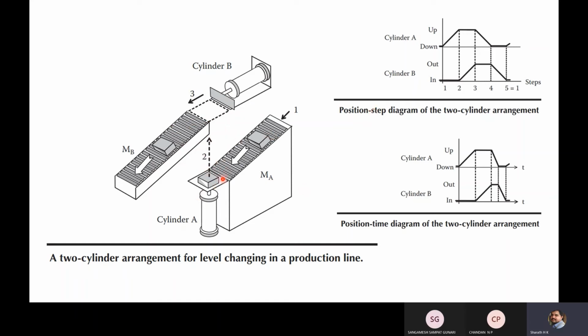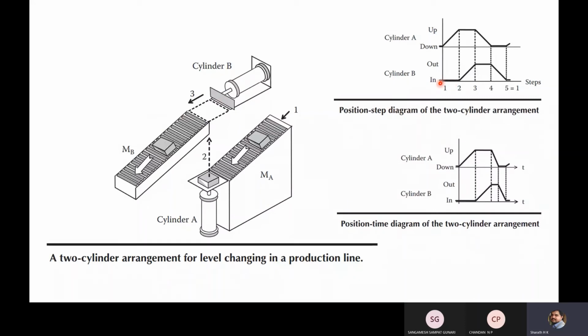Okay, suppose you want to write the position step diagram for the two cylinder arrangement. Consider the positions of cylinder A. Since it is kept in vertical orientation, we consider up and down. When there is extension stroke, that is the up position. When there is retraction stroke, after completion of retraction, that is the down position. Next, cylinder B, since it is in horizontal orientation, we consider in and out. Now it is in position. When there is extension stroke, it will be out.